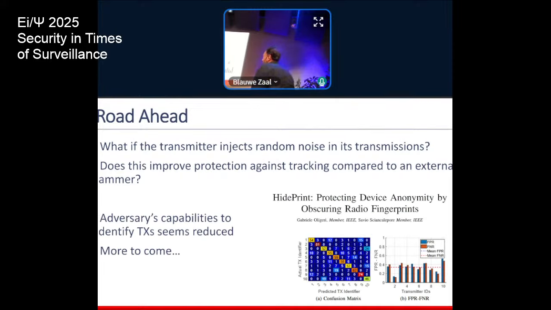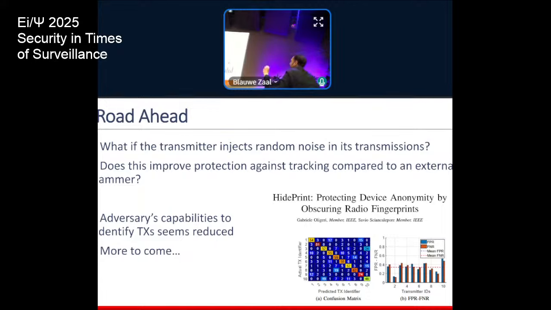And the partial results that we have from another work, not the previous one that I discussed, is that it seems that when the transmitter intentionally corrupts the signal, then it's really more successful to thwart the adaptive adversary, even if he knows everything.